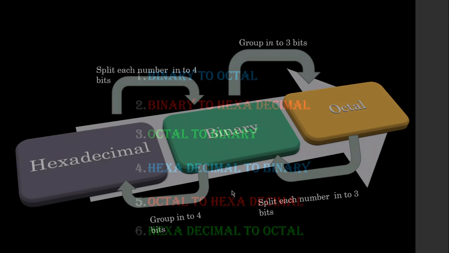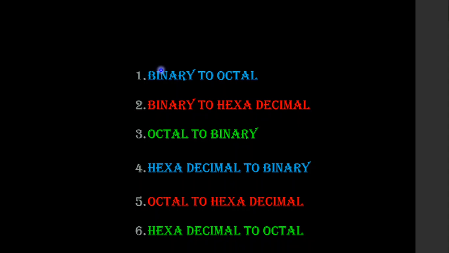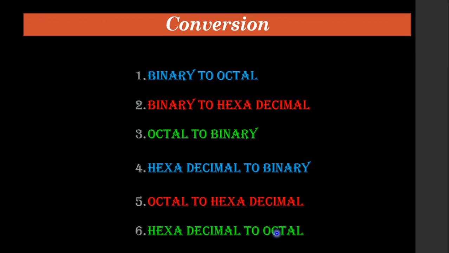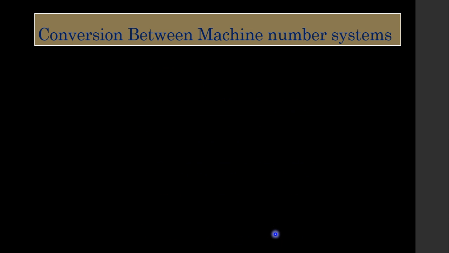Okay, so now let us see the possibilities: binary to octal, binary to hexadecimal, octal to binary, hexadecimal to binary, octal to hexa and hexadecimal to octal. These are all the ways we can convert from one system to the other. So now let us see with an example how this conversion takes place.